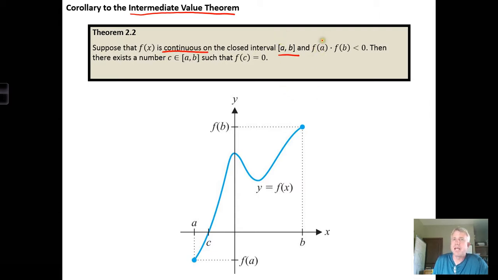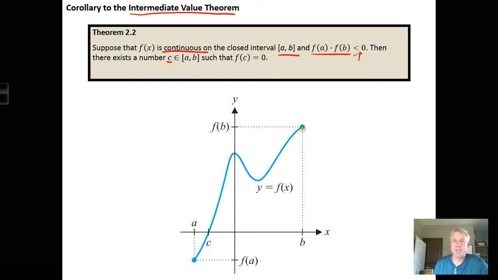If you plug a into f and b into your function f, and then you take the product of the outputs. If the product of the outputs is negative, then you're guaranteed that there has to be at least one input c on the interval from a to b, such that f of c is equal to 0. In other words, c is a 0 of the function on the interval.